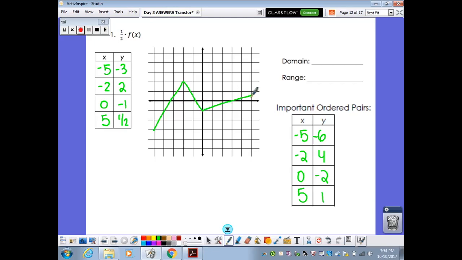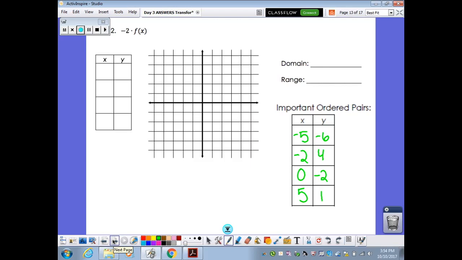Our domain stays the same. But our range has changed a little bit. It's been split in half. So our range is now from negative 3 to 2. And that's how we transformed this function. Now let's look at the next one.